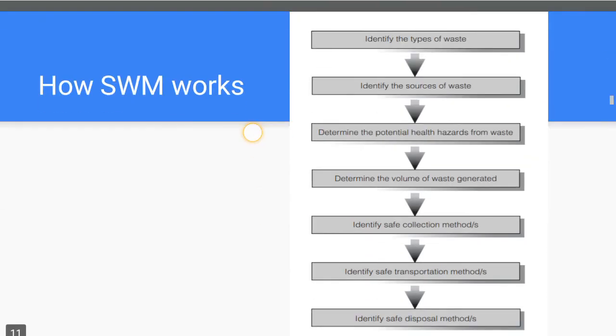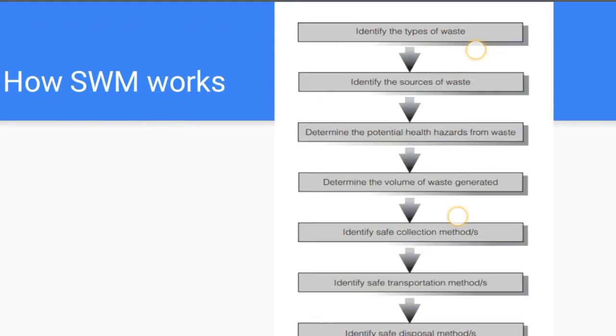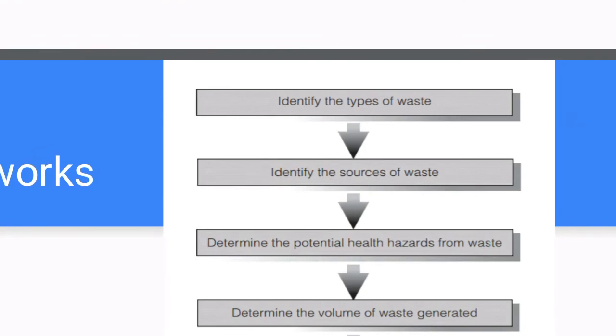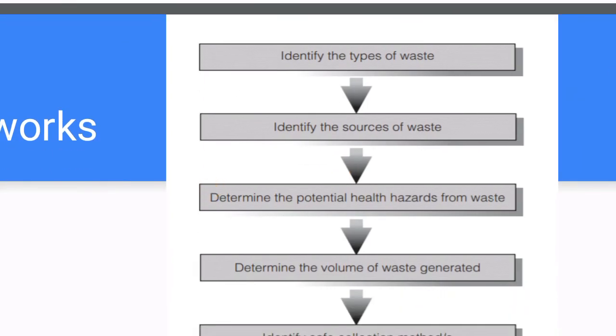Let's discuss how SWM is going to work in a regular manner. First they are going to identify the type of waste, whether it is industrial or residential. Then they are going to identify the main source of that particular waste. If it is residential, the main source will be the kitchen. And if it is industries, then it is the sewage effluents.